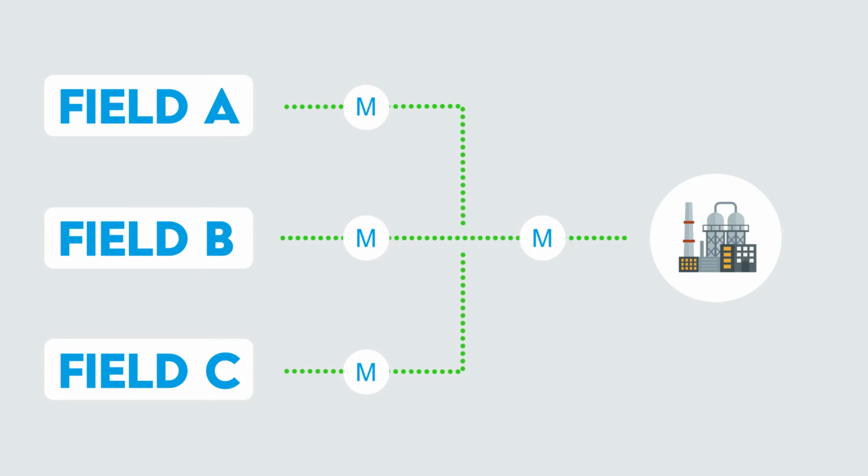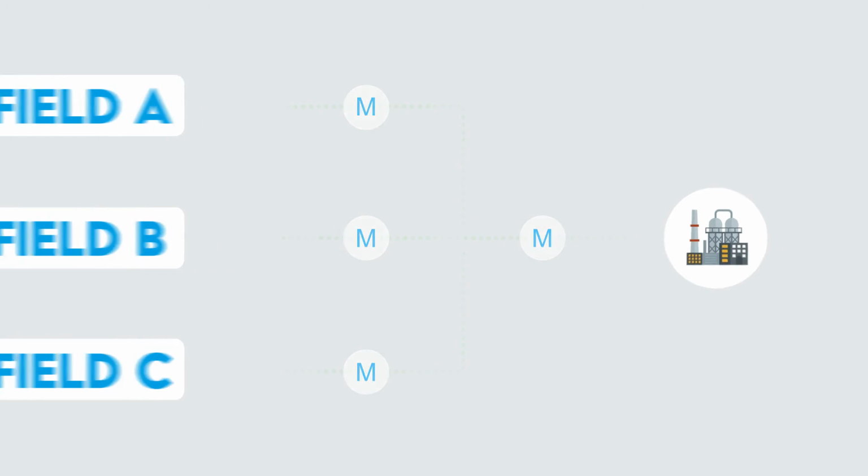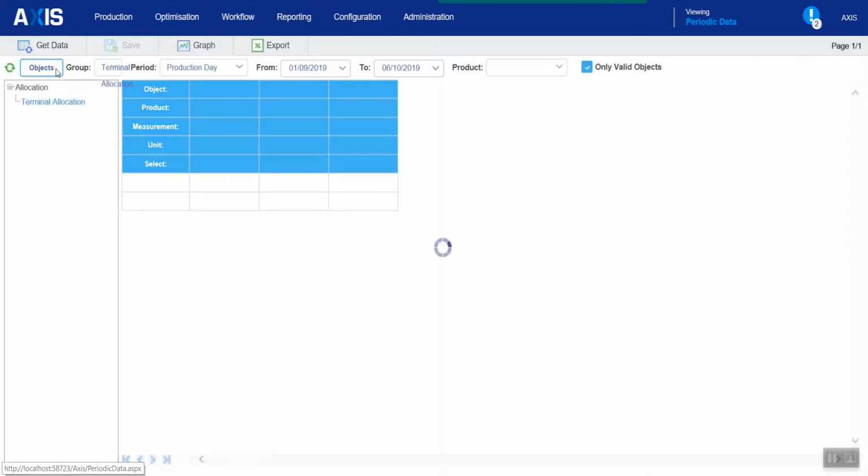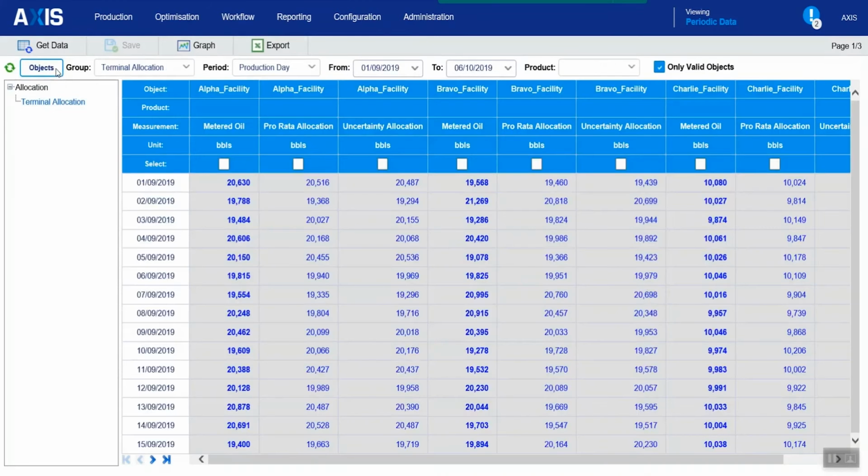Let's look at an example. In this scenario, the three fields are producing at a constant rate, but there is variation in the metered volumes because of the measurement uncertainty. Fields A and B are producing at a higher rate, 20,000 barrels per day each, and have uncertainty of 5%. Field C is producing at a lower rate, 10,000 barrels per day, and has a lower uncertainty of 2%.